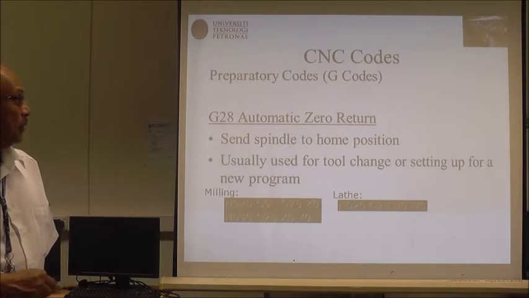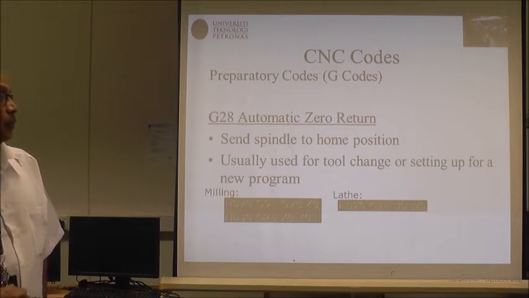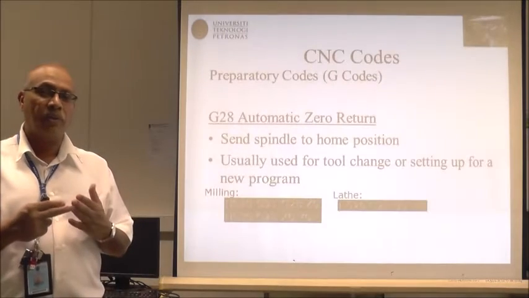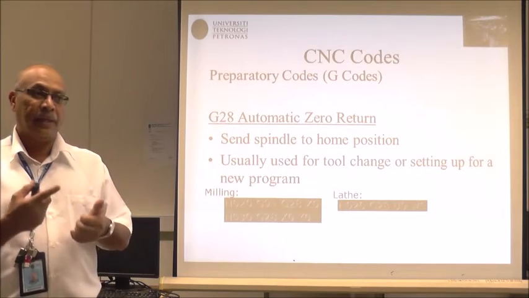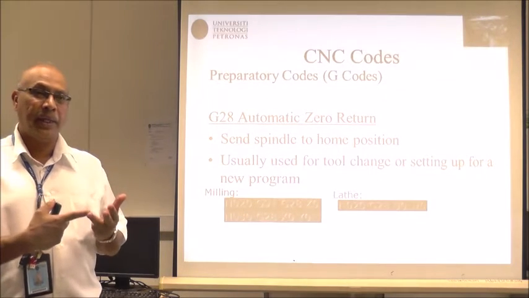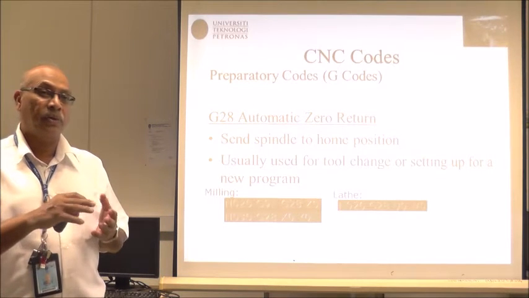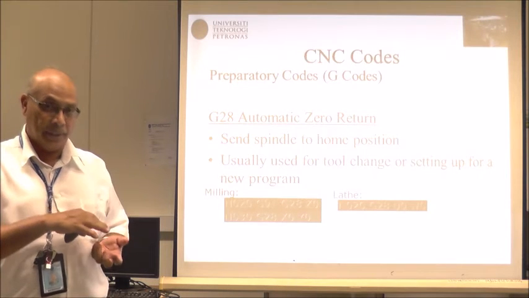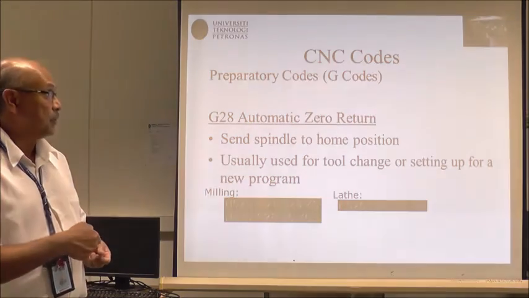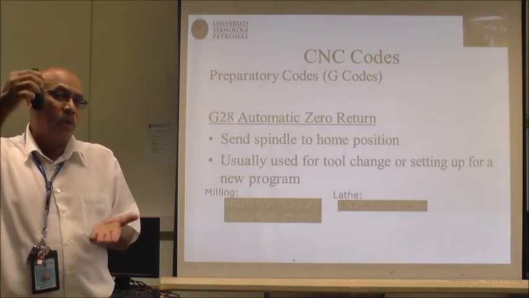G28 automatic zero return will send the spindle to home position. Okay, this is usually for tool change or setting up of a new program. So bear in mind, all computerized machines like CNC milling, CNC lathe, CNC wire cut, CNC EDM, or even robot, when you switch it off, the robot does not know where its current location is. So when you switch it on, it's good practice for you to make sure the robot goes back to the home position. So all machines have their own home position.